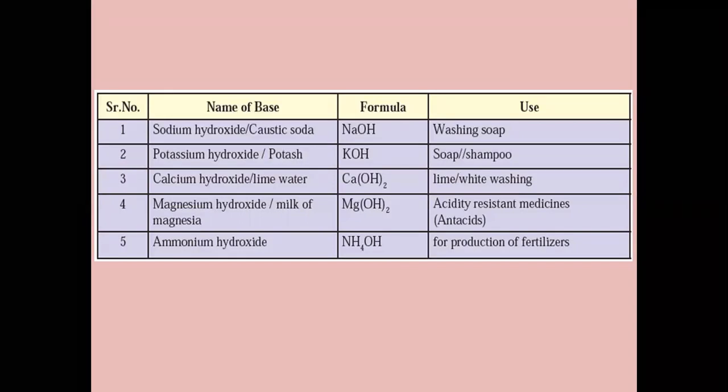Magnesium hydroxide, which is also called milk of magnesia, that is Mg(OH)2. It is an acidity resistant medicine which is called an antacid. Can you give me an example of an antacid? Apart from milk of magnesia, what is the most common antacid used by everyone? First of all, did you understand the meaning of an antacid? Antacid means which is curing the acidity in your body. And what is the substance that we use to cure acidity in our body?